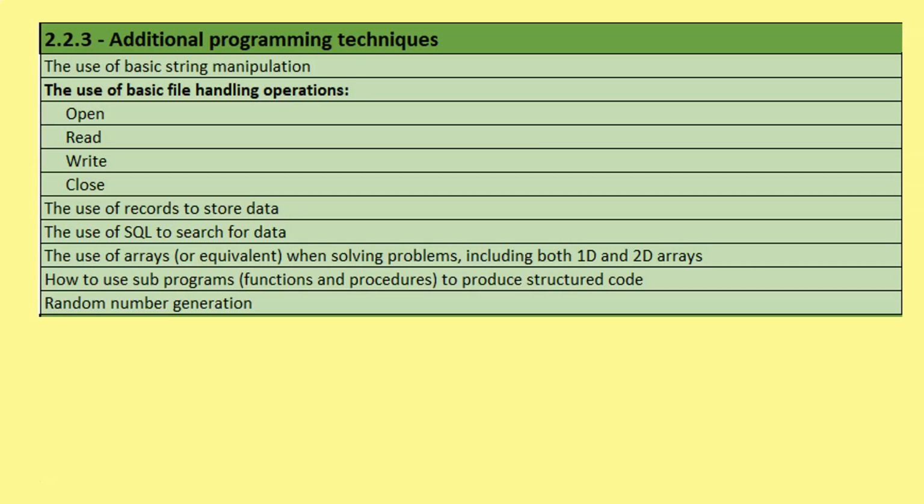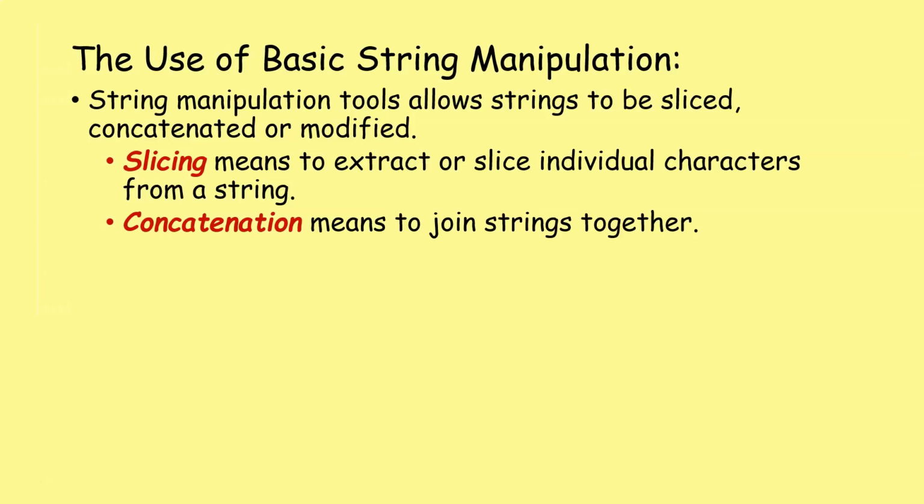Moving on to the good stuff, let's look at the additional programming techniques. This is all the nice complicated stuff. String manipulation allows strings to be sliced, concatenated, or modified. Slicing means to extract or slice individual characters from a string. Concatenation means to join strings together. I love that word, concatenation. It's just one of my favorites.